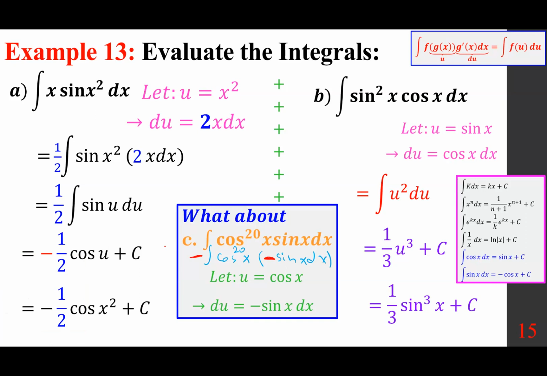I'm going to quickly go over that for you. So what happens is we have minus the integral of u to the power of 20 du. So it's minus 1 over 21 u to the power of 21 plus a constant, which means minus 1 over 21 cosine to the power of 21 of x, and of course a constant. That's the meaning.